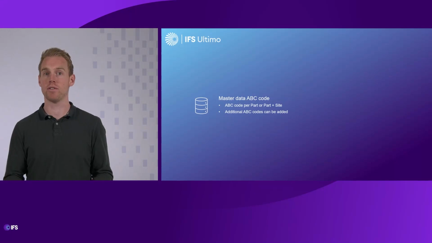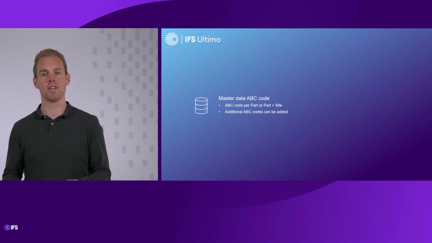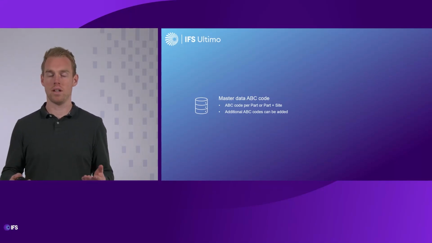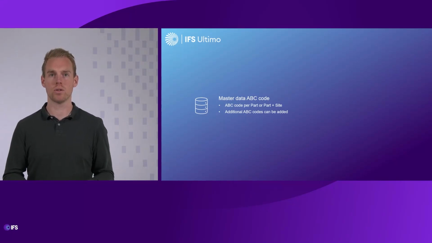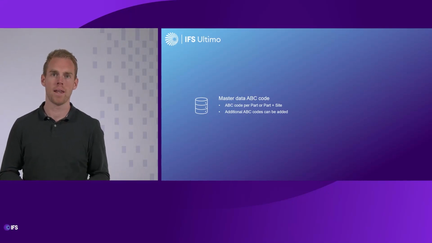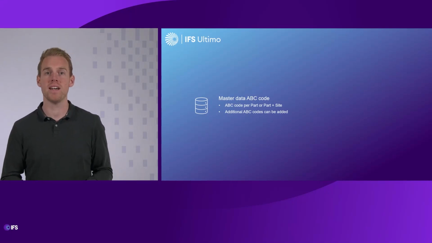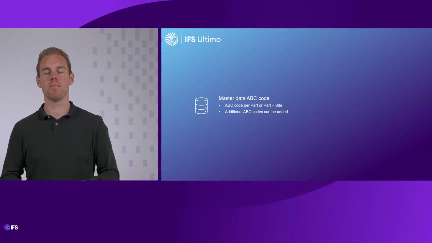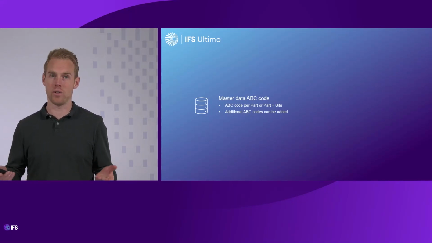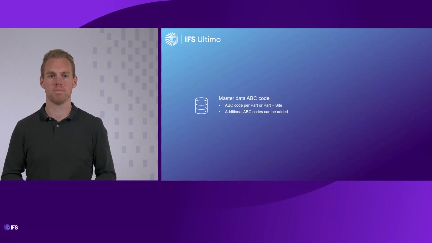Because it can happen that you have the same part in a different site that is used more, or maybe the price is higher on that specific site, so the calculation can be different. That's why, if you have the stock control per site setting enabled, the ABC codes will be assigned to the part plus site. It is also possible to add additional ABC codes. Maybe the name is not correct anymore, but you can add D or E to your master data.